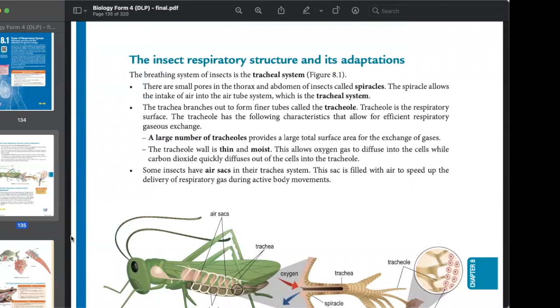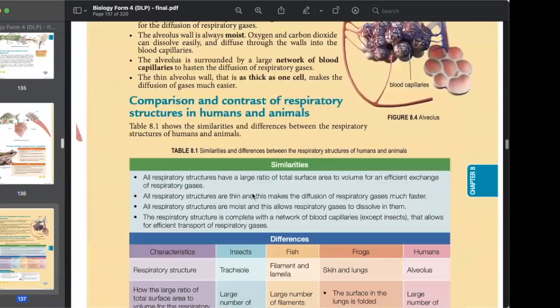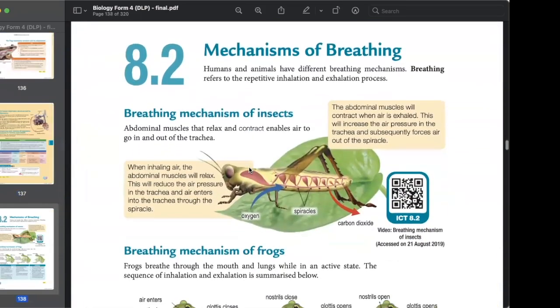Now we go to how the breathing mechanism happens in the insect. Okay, kita pergi pada insect. Mana ni? Ni. Awak tengok ni.